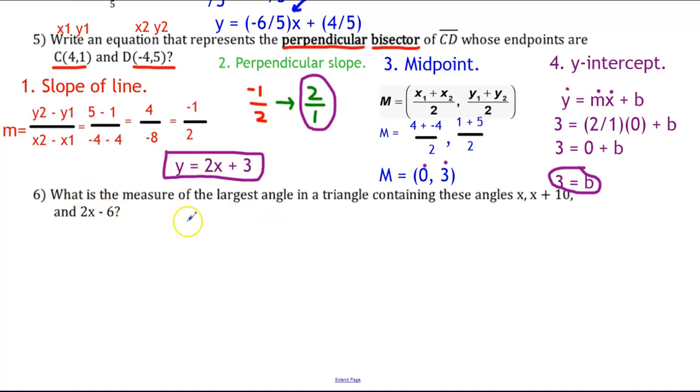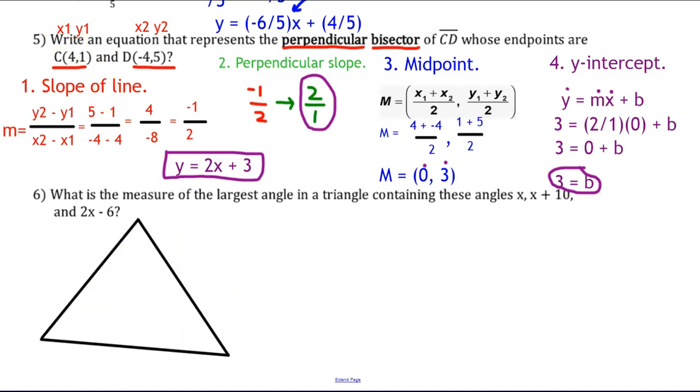For number 6, what is the measure of the largest angle in the triangle containing these angles, x plus 10, and 2x minus 6? You must draw a picture for this because there's no picture here, but luckily for you, you just draw any old triangle. See? I drew the triangle all by myself. No straight line tool used at all.